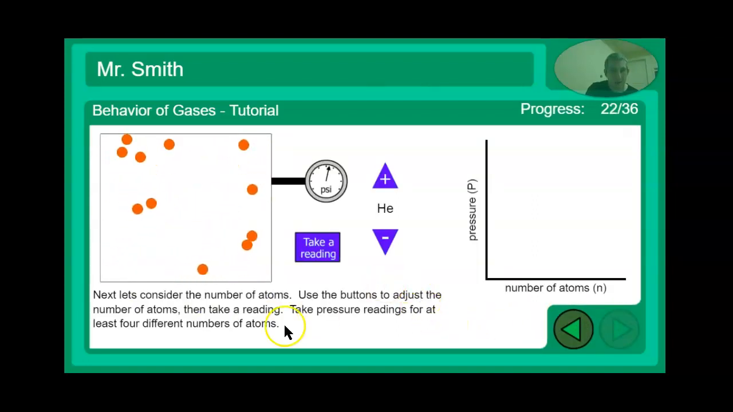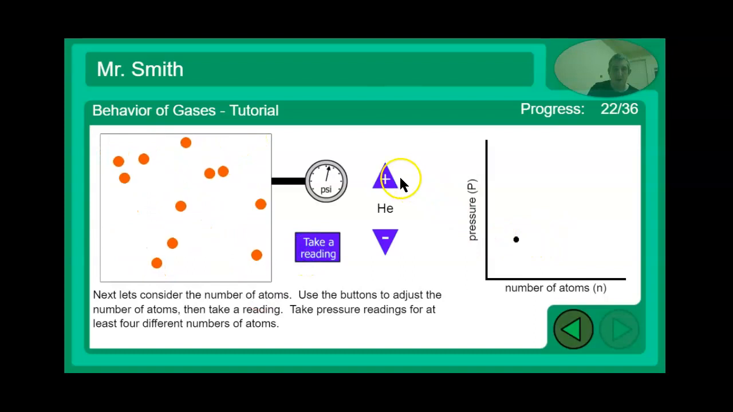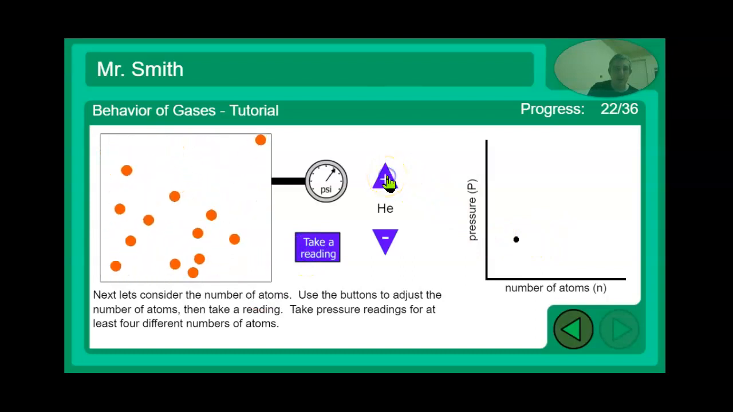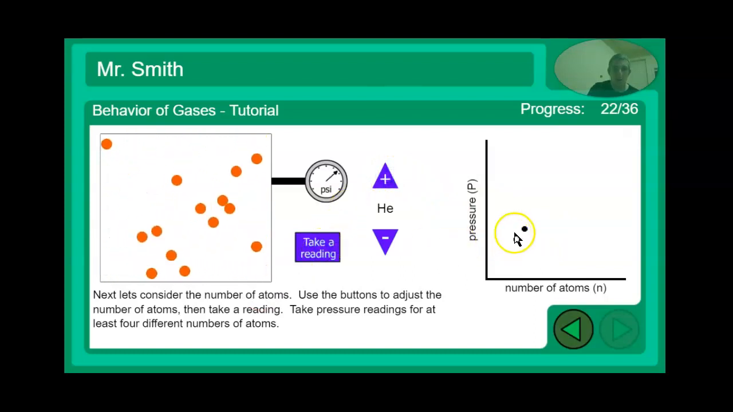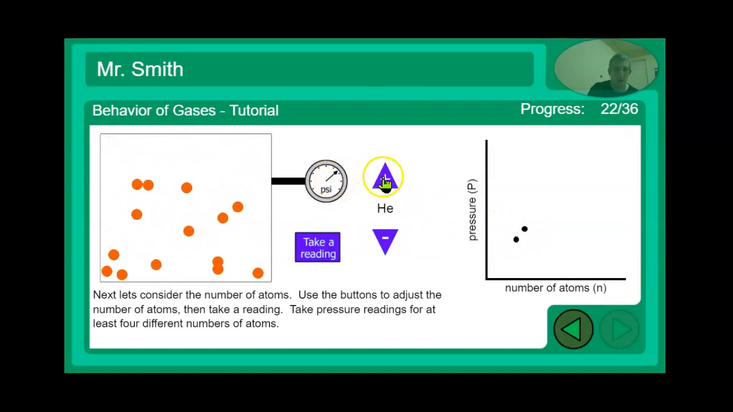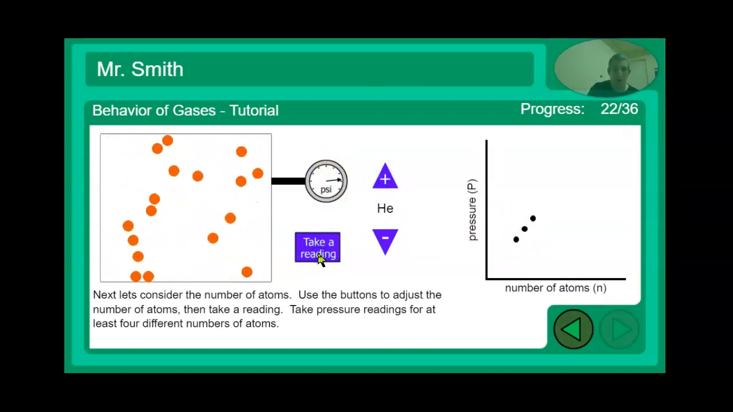So now we're going to look at something else. Now it's going to be looking at the amount of atoms we have. So let's take a reading. There's our starting point. Let's add in some helium. 1, 2, 3. Take a reading. More pressure. We saw pressure go up here as well. 1, 2, 3. More pressure.